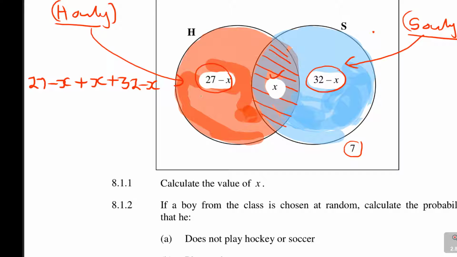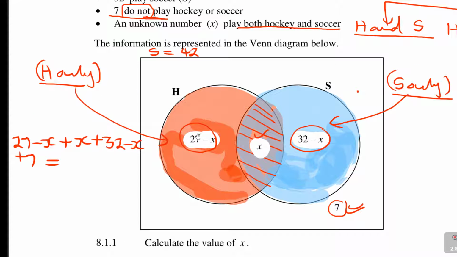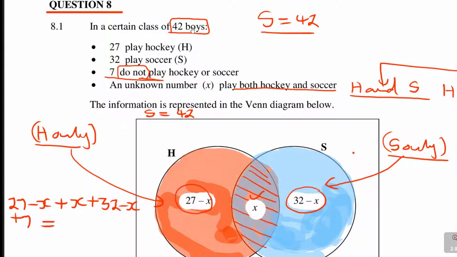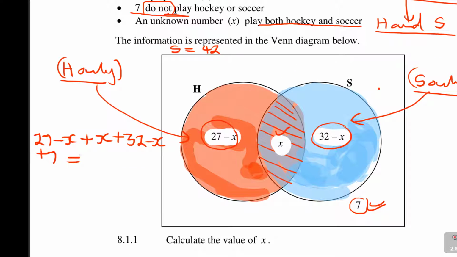But now look at this, and then don't forget you add that 7. So you say plus 7. So when you add plus 7, what you're saying is this must give us the total number. If you say 27 minus X plus 32 minus X plus 7, it must give you the total number of boys in the class, which is what? Which is 42. That is where the whole trick is.